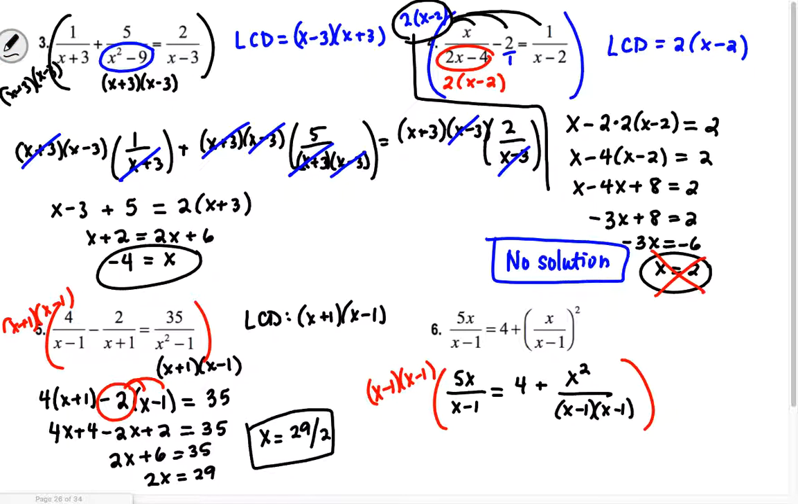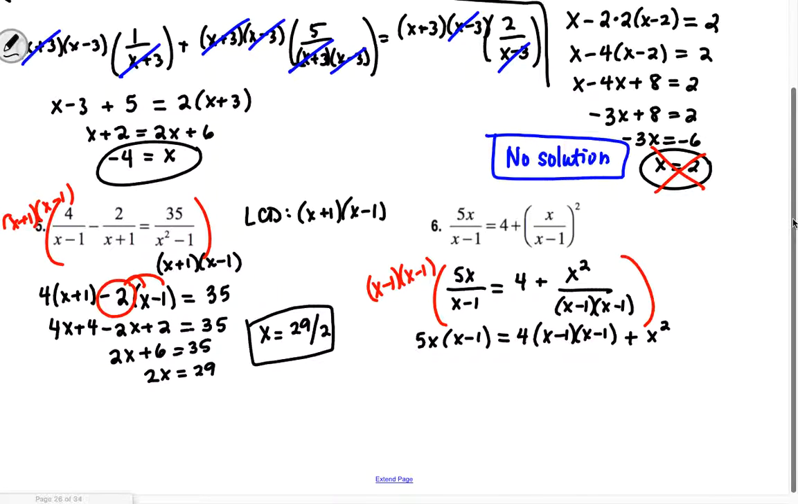So in the first parenthesis, we're going to have the x minus 1 and the x minus 1 cancel. So I have 5x times x minus 1. And then I have 4 times x minus 1 times x minus 1, because there was no denominator. And then I have plus the x minus 1 and x minus 1 cancel, so I have x squared. And then you just continue to solve out.